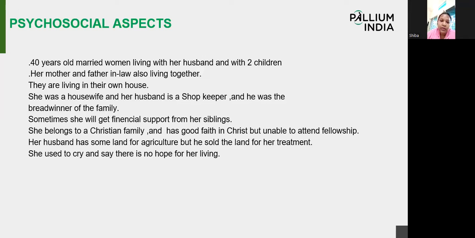Next we come to the psychosocial aspects. She is a 40-year-old married woman living with her husband and 2 children. Her mother- and father-in-law also live together with them. She was a housewife and her husband is a shopkeeper and the breadwinner of the family. Sometimes she gets financial support from her siblings. She belongs to a Christian family and has good faith in Christ but is unable to attend fellowship. Her husband has some land for agriculture, but he sold it for her treatment. She used to cry and say there is no hope for her living.